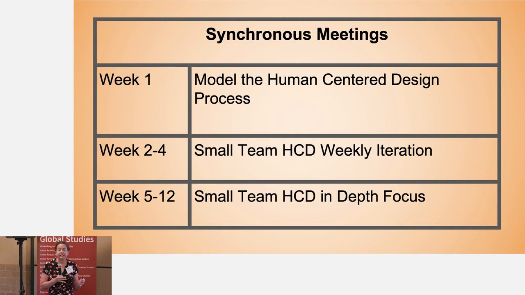We intentionally set this up this way because we felt that the students weren't proficient or even knew what they were doing until the very end of the semester. And so we really wanted to see what they could do if they already had a handle on this process before they went into their in-depth focus. So our hope is that by modeling at week 1 and then giving them kind of a speed round opportunity, weeks 2 through 4, that by the time they get to the small team in-depth focus, they're going to be much more confident and proficient and creative with their problem solving.